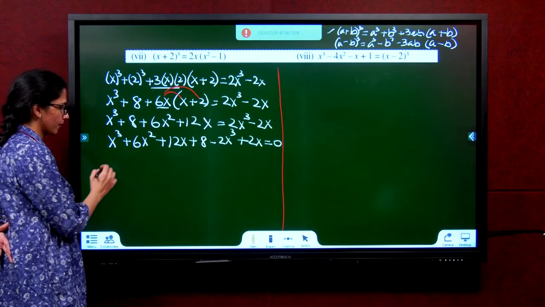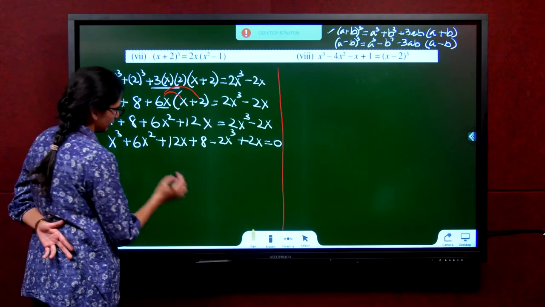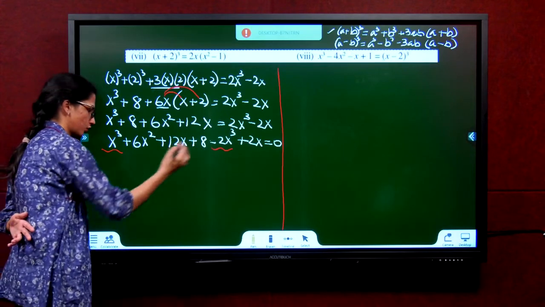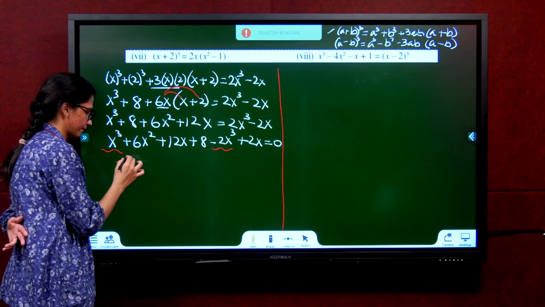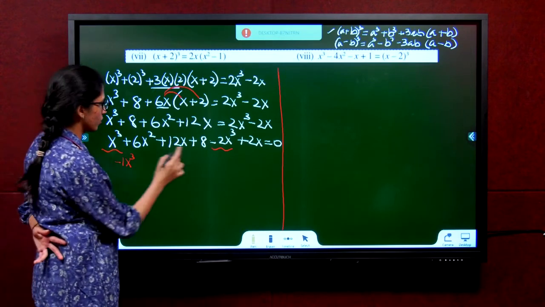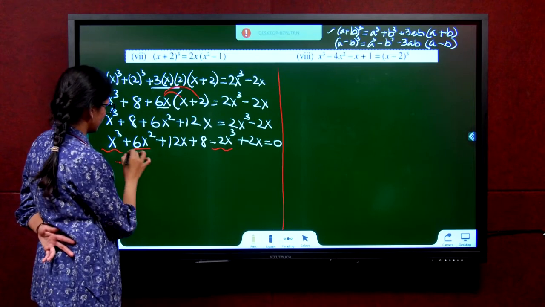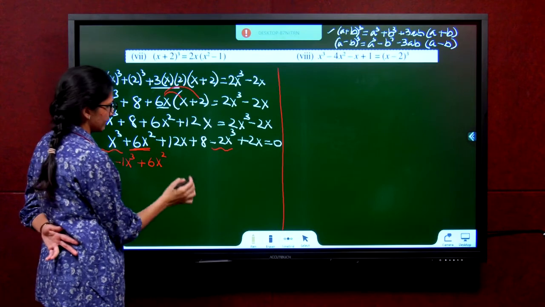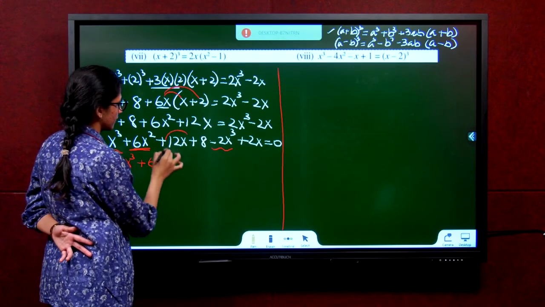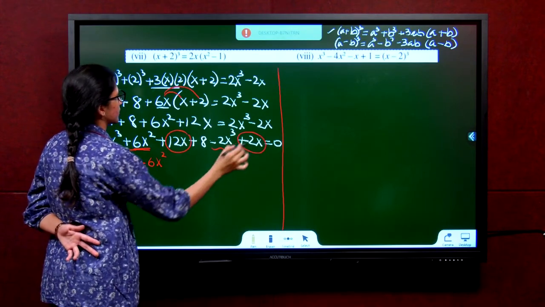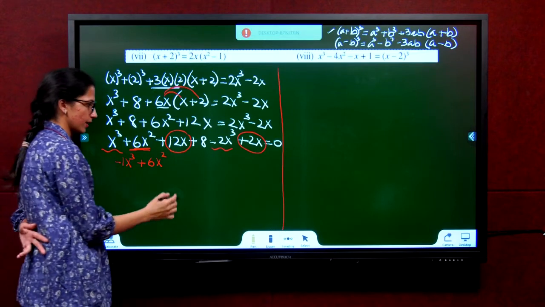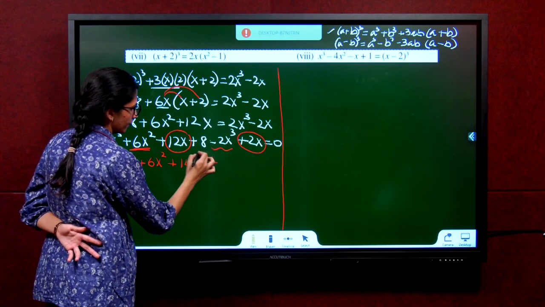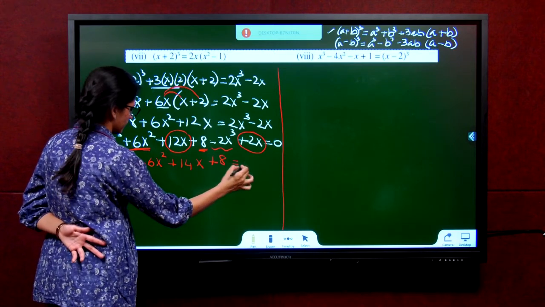Now what do we do? We'll simplify. x cube minus 2x cube, plus 1 minus 2, minus 1. Next, x square. Is there any x square term? Only one term. Write it as it is. Plus 6x square. Next, plus 12x plus 2x, plus 14x, plus leftover term 8 equals 0.